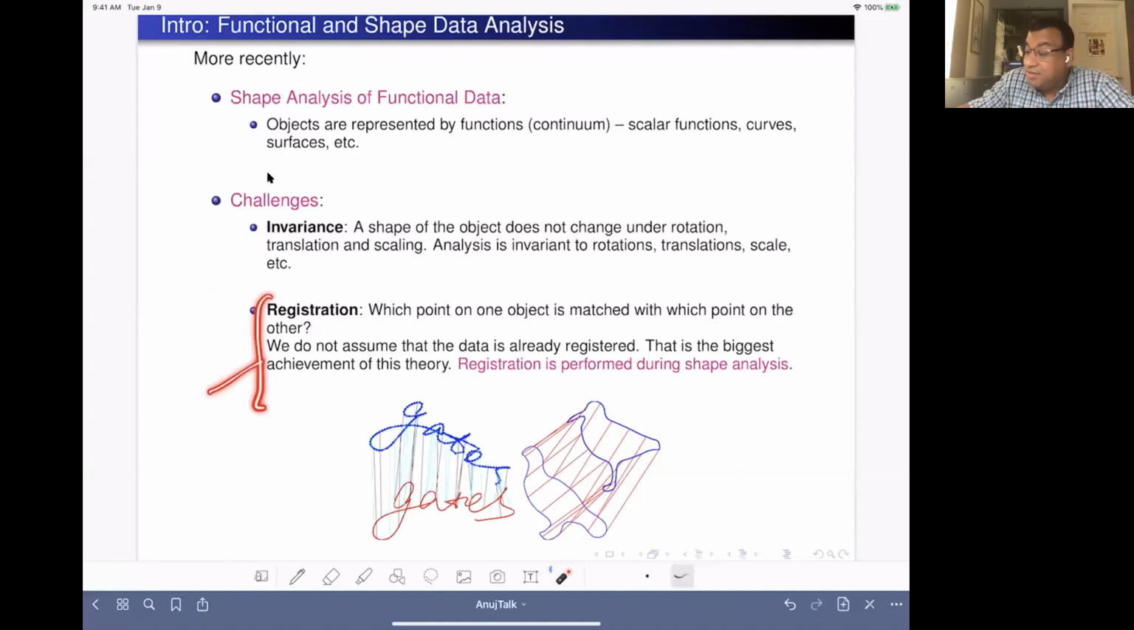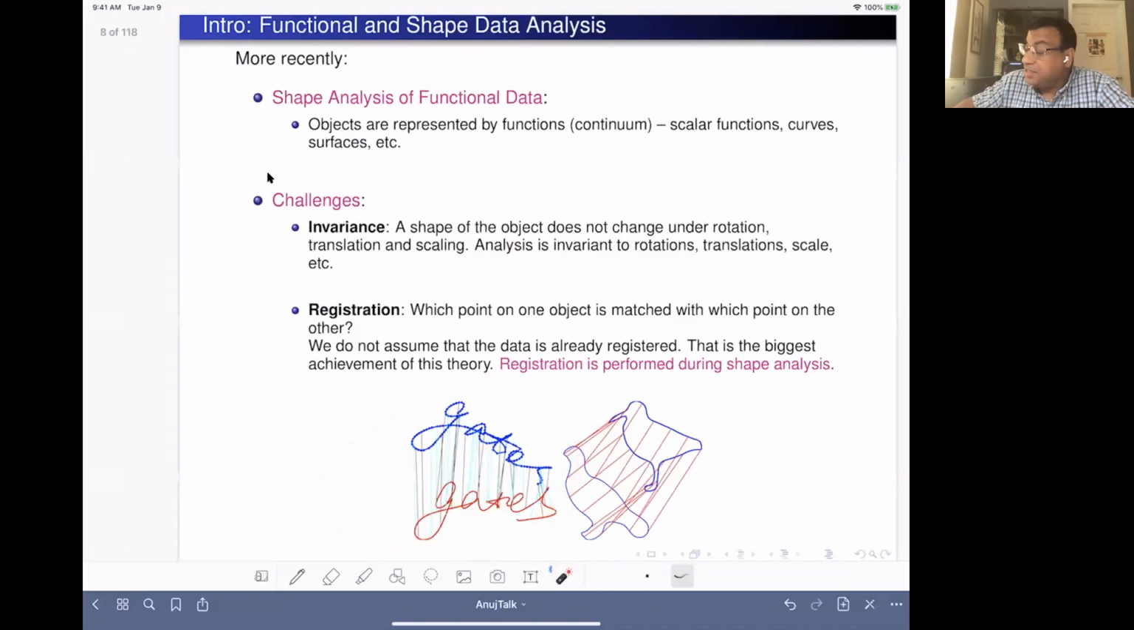The second, one of the most important things in all of shape analysis, is registration. If you're comparing two objects, you want to know how different the shape of this object is from the shape of that object. Typically, if you're doing it statistically, you have to figure out which point on this object matches with which point on the other object. This is called registration. People may also call it matching of points or correspondence of points. I'll just call it registration. So registration is also a challenge.